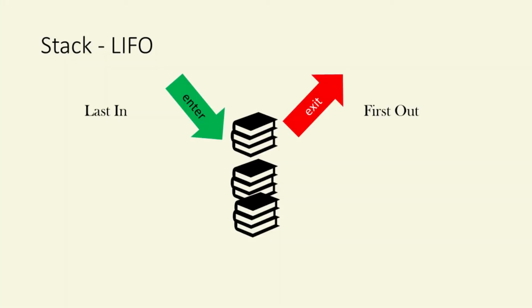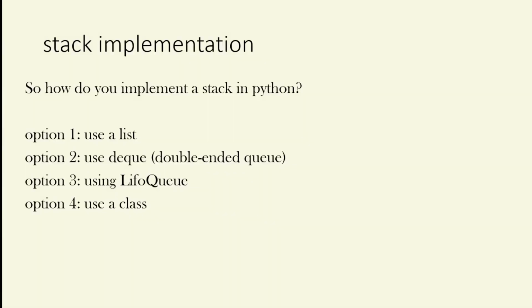Let's have a look at a stack. Stack, we put things on the top and we take them off from the top. How do you implement a stack? Well, you could use a list, you could use a deque, you could use LifoQueue (last in first out) from queue, or you could perhaps use a class.